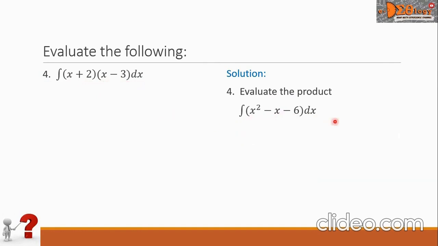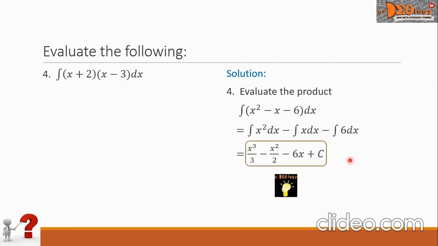From here, we're going to take the integral of each of the terms. So we have the integral of x squared dx minus the integral of x dx and minus the integral of 6 dx. Getting the integral of each of the terms, we have now x cubed over 3 minus x squared over 2 minus 6x. And then we will add the plus C. This is the final answer.